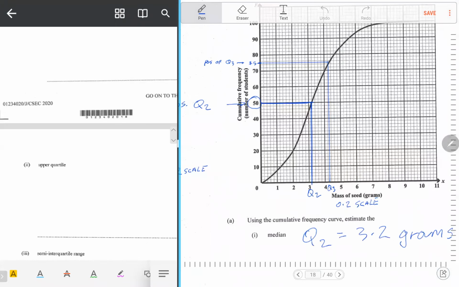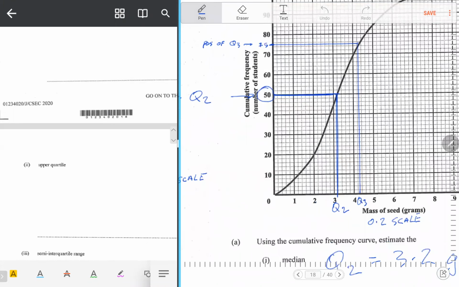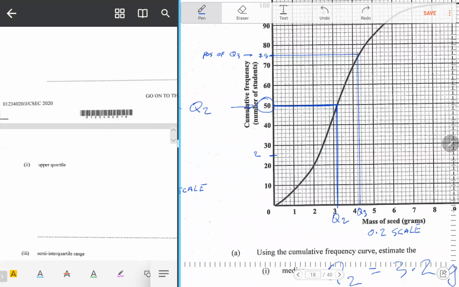So the first quartile corresponds to the 25th student. That's 100 divided by 4, 25th. Remember, every line on the vertical axis is 2. That's 20, 22, 24. Right here is 25th, halfway. So it's basically right here. That is 25, and the 25 comes across to 2.2. This is the 25th position.